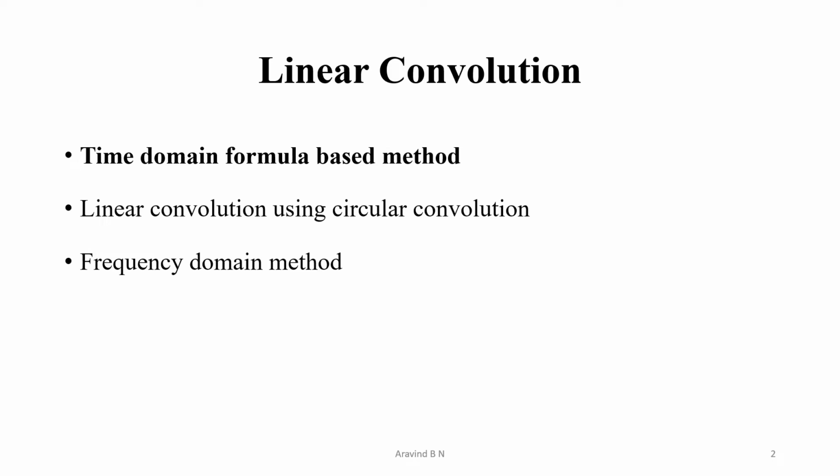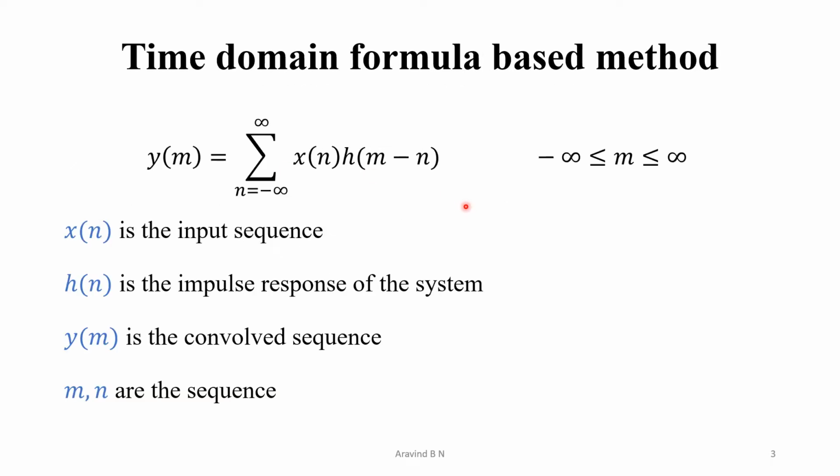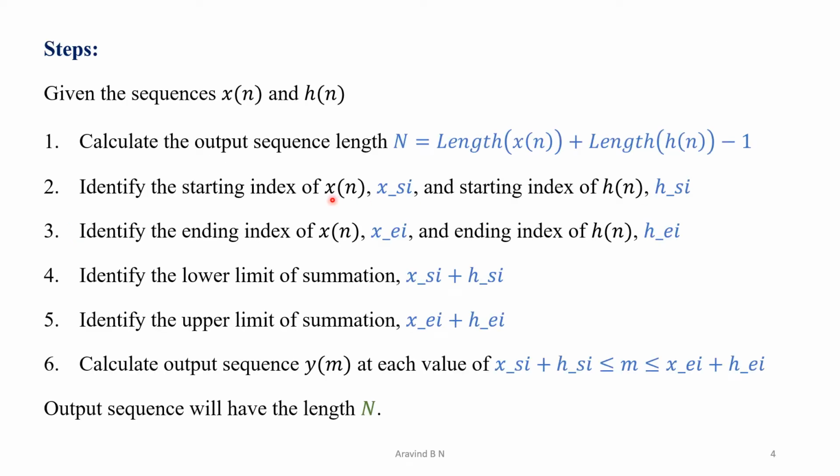In this lecture, we are going to have a continuation of linear convolution in time domain. So just a recall of the time domain formula for linear convolution, that is y of m is equal to summation n is equal to minus infinity to plus infinity x of n h of m minus n for all the values of m ranging from minus infinity to plus infinity. So this is once again a recall of the various steps involved in solving linear convolution in time domain.